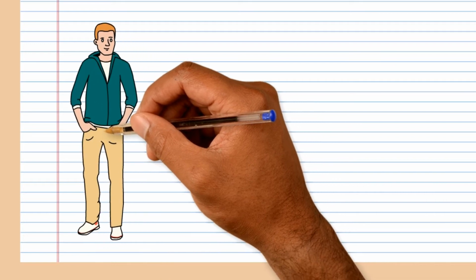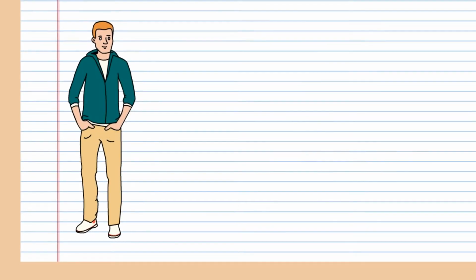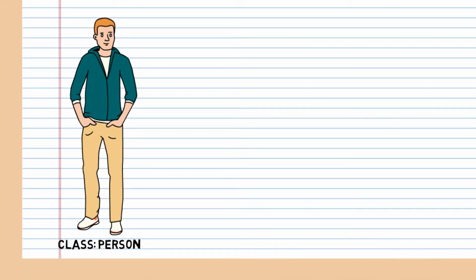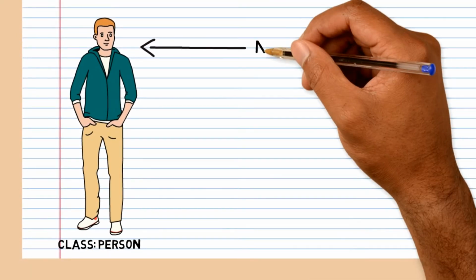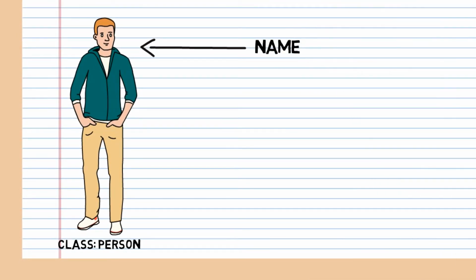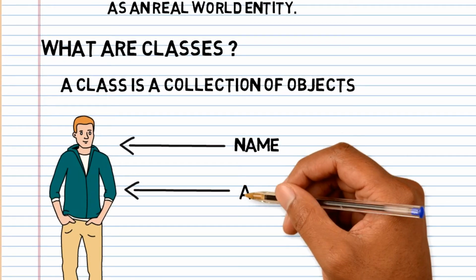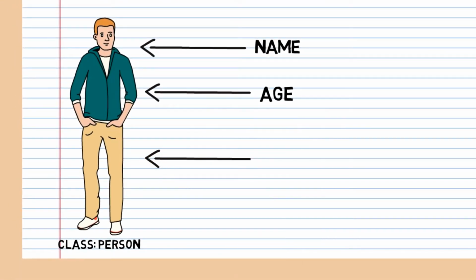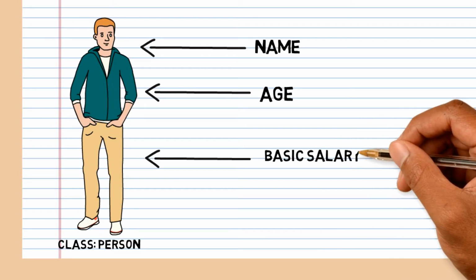For instance, let us assume that we have a person class. Then it may have certain attributes. If there is a person, then he might have a name. Name is associated with that person. Similarly, another attribute would be age, and another attribute might be his basic salary, or something else that might be his hobbies, etc.